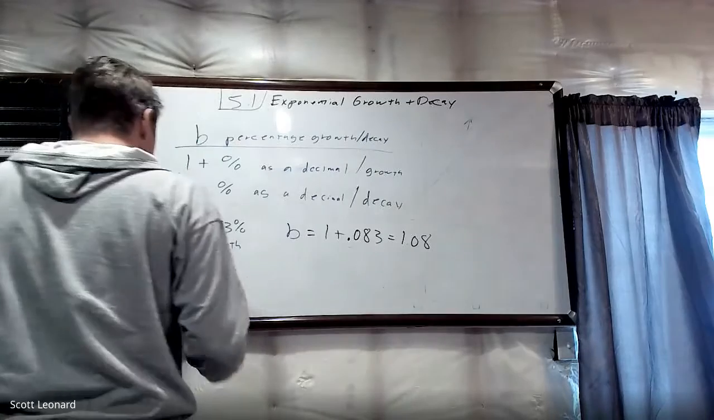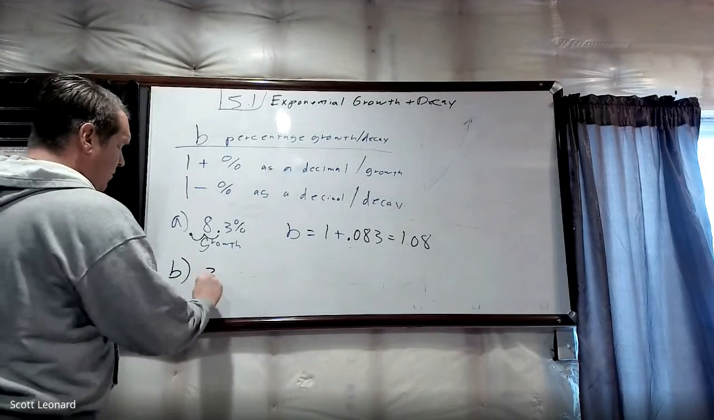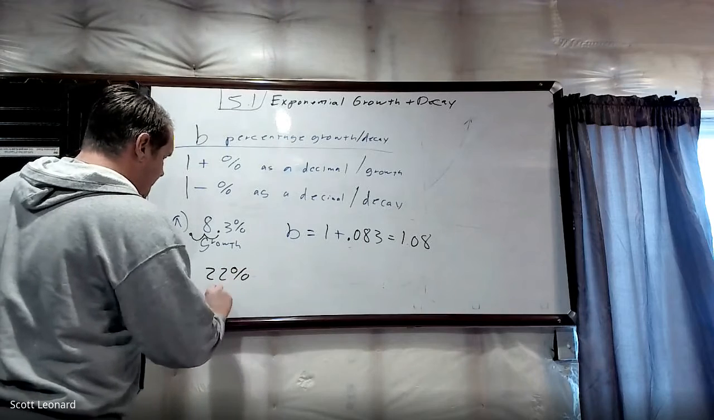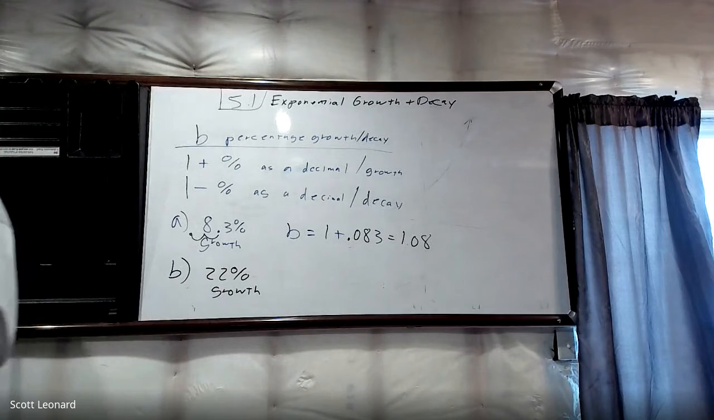All right, you guys try this one. I'm going to put 22% growth. You guys do that one while I grab my attendance sheet quick.